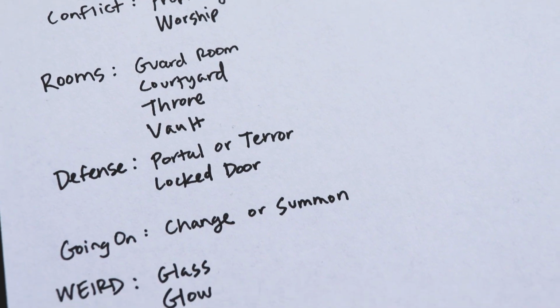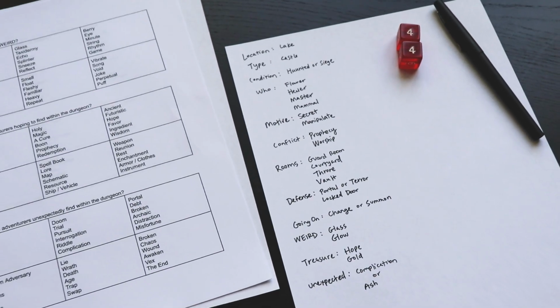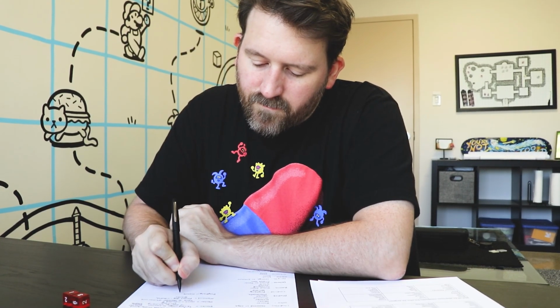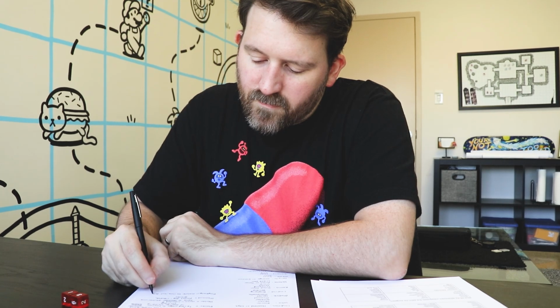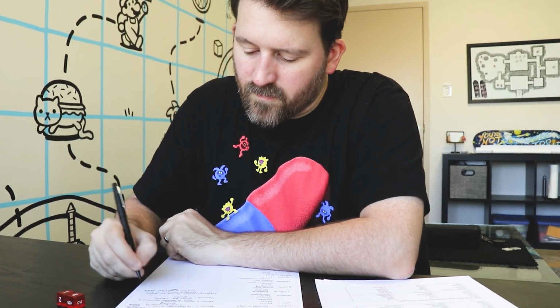Based on the answers to these questions, I start to make connections. How are these flower people being manipulated? What's going on in the vault? There's probably some gold down there. What's glowing? Maybe it's the master, maybe it's the lake. Just let your imagination go crazy, and it's amazing how fast a story will start to form in your head.